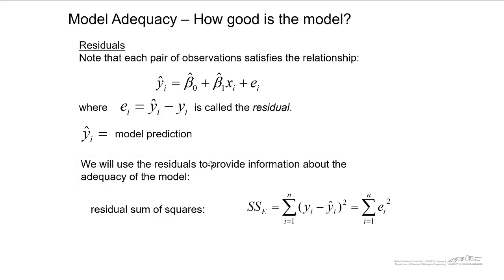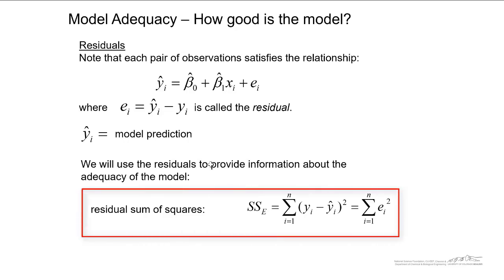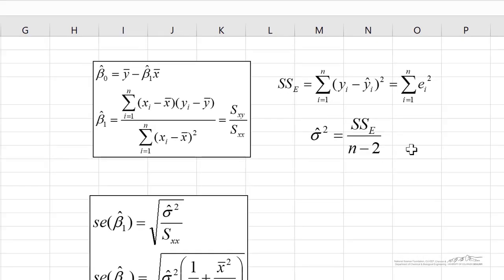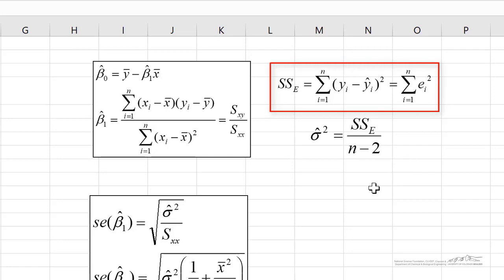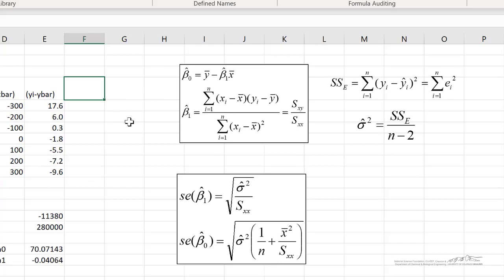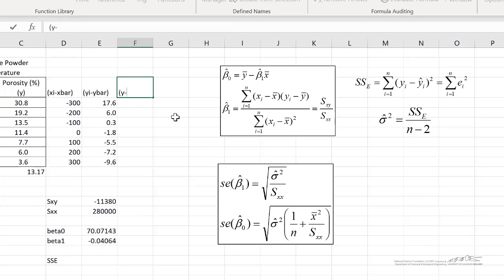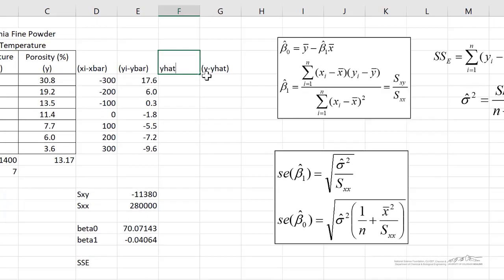Let's first calculate something known as the residual sum of squares. That's SSE, sum squared of the error. This is just a sum squared of all of the residuals. So let's go ahead and use this equation up here for the error sum of squares. We need to calculate a new column here. That's going to be y minus y hat. But we first need a prediction. That's our model prediction, y hat.